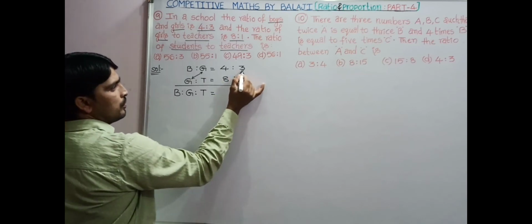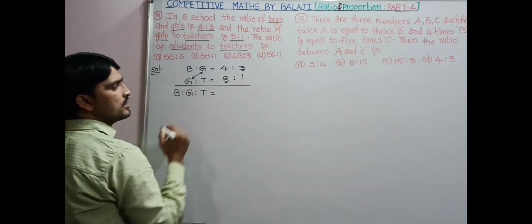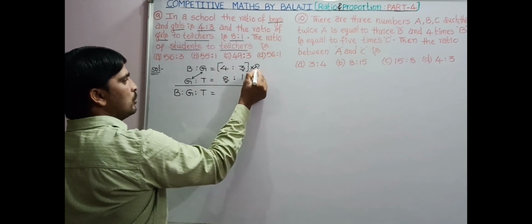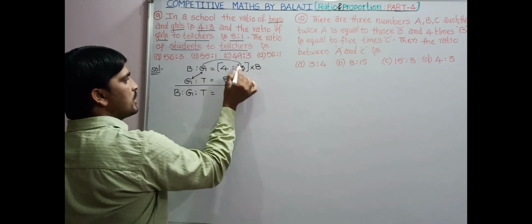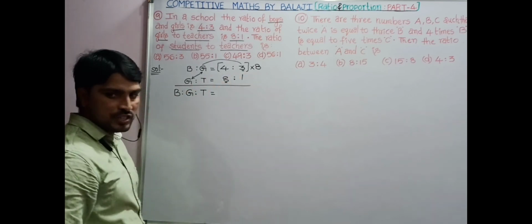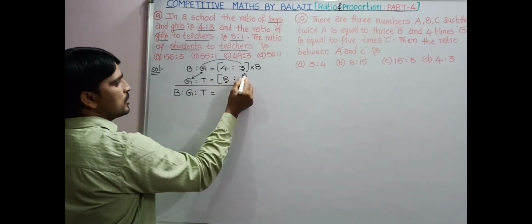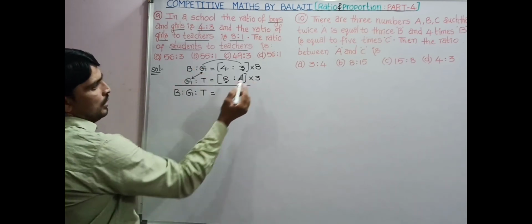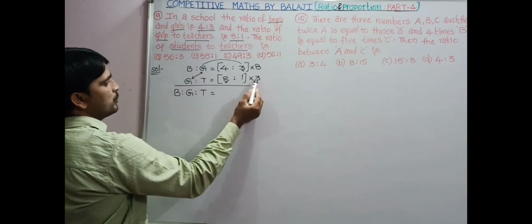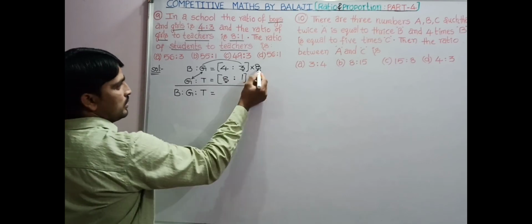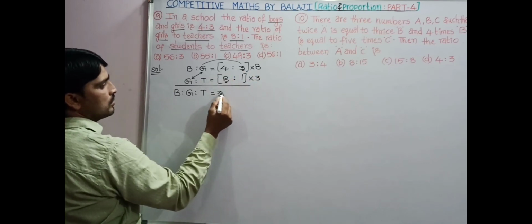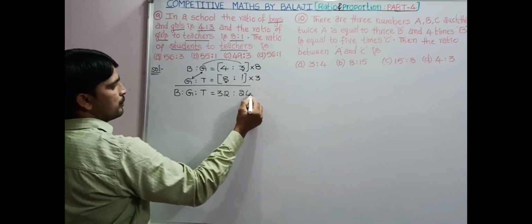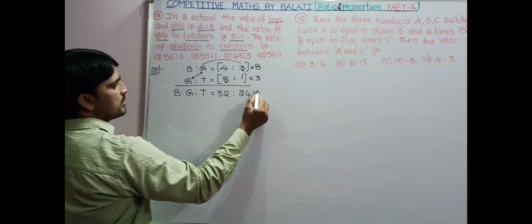So the value of G is 3 here, and here it is 8. The LCM of 3 and 8 is 24. To make the girls ratio 24, we have to multiply the first ratio by 8 and the second ratio by 3, so that in both the ratios the G value is 24: 8 3s are 24, 3 8s are 24. And 8 4s are 32. Boys ratio is 32, girls ratio is 24, teachers ratio is 3.